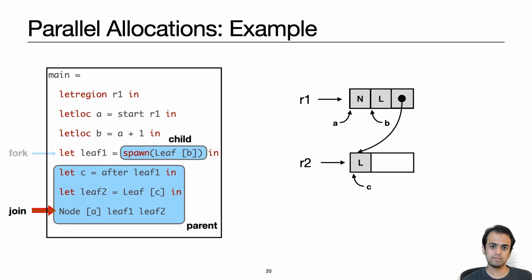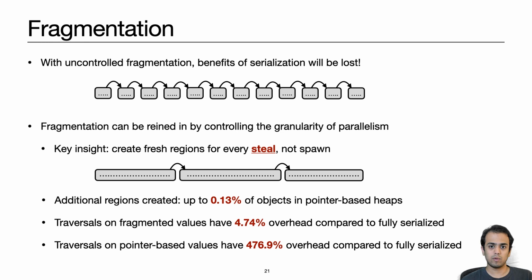So now let's talk about fragmentation a little bit. Observe that we create fresh regions and introduce pointers to enable parallelism. So you might be wondering how this is really different from a pointer-based heap? And that's fair. If we create too many fresh regions, we will actually go back to a pointer-based heap, and then we lose all benefits of serialization. So that's why our implementation creates fresh regions only when they're really required.